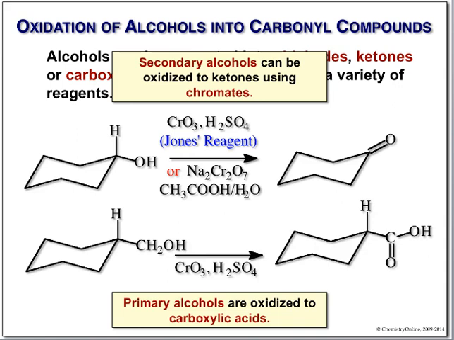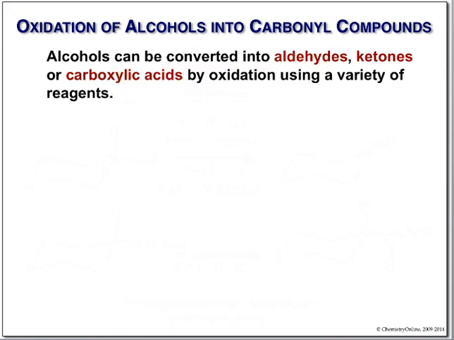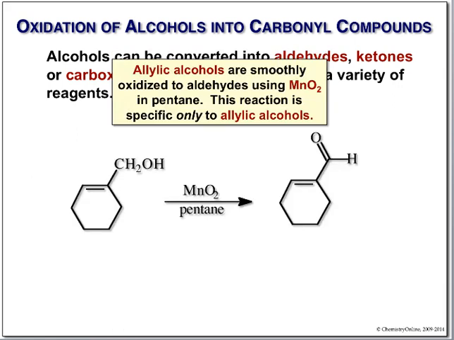One last very specific reaction, however, is such a neat reaction, we have to look at it. This is an allylic alcohol. Remember we talked about allylic positions? Allylic is the carbon adjacent to a double bond. We talked about those with radicals, stable radicals. Well, this is an allylic alcohol.